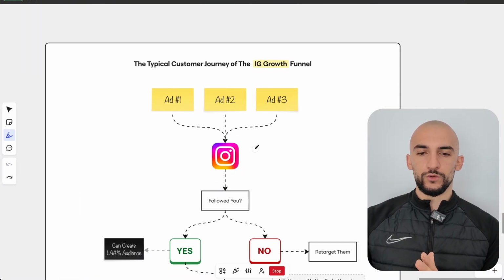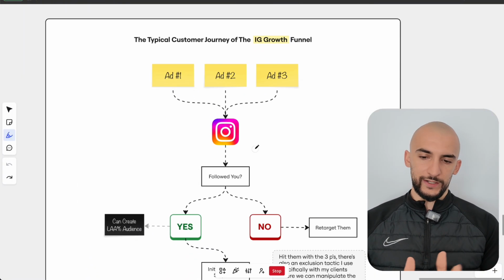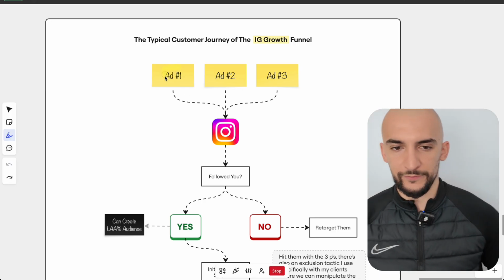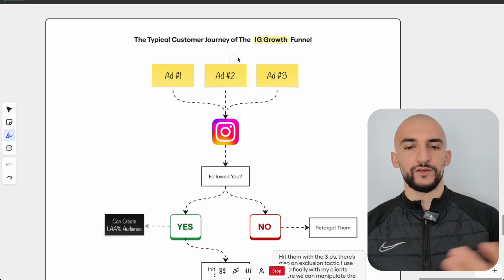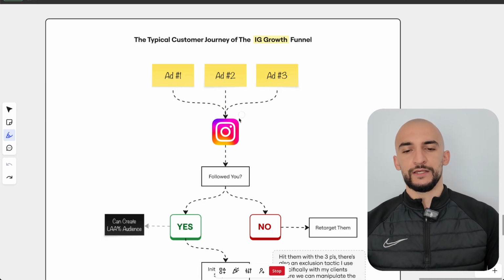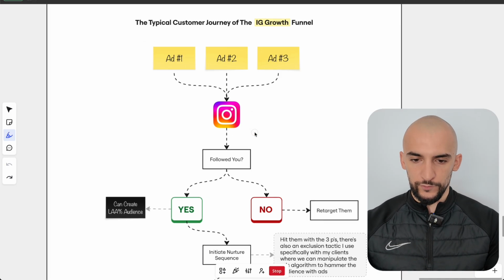Now, the typical customer journey of the IG growth funnel goes like this, right? Where you have a couple of ads that you'll split test. So you have like ad 1, ad 2, ad 3. It could be like the lifestyle ad, the value ad, the problem specific ad. They go through to your Instagram profile.